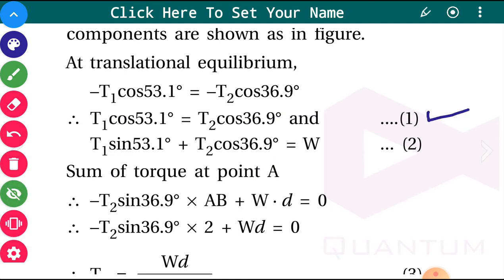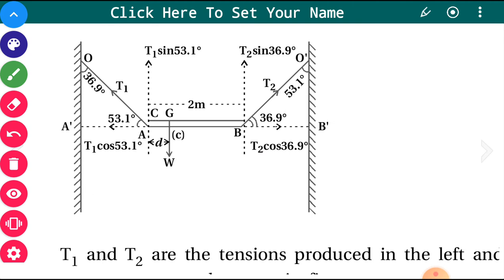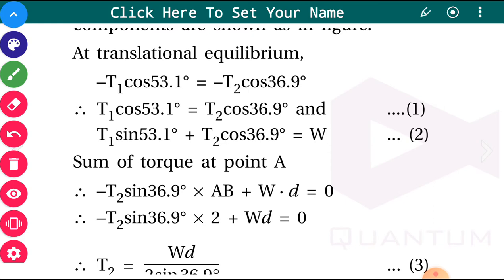Okay, then the downward forces and the upward forces you try to take into consideration. Here the upward force is T1 sin 53.1, the other one is T2 sin 36.9, and that will be equal to the weight of the rod which is in the downward direction. So the second equation is written: T1 sin 53.1 plus T2 sin 36.9 is equal to W.